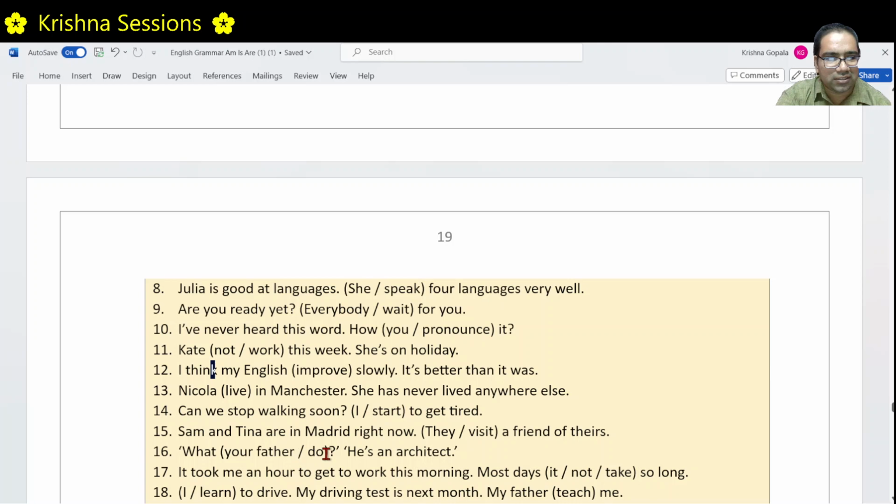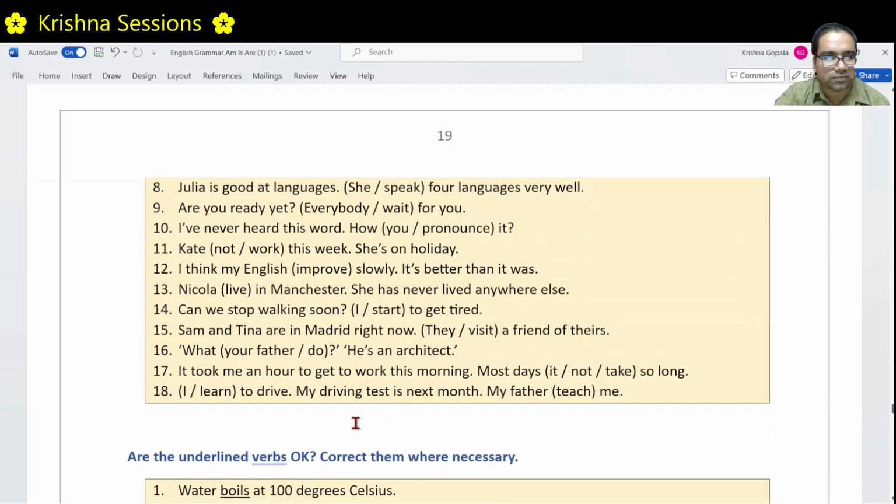What does your father do? He is an architect. See, this is a general fact and this is a permanent thing. Last year also, this year also, next year also, it is a father's occupation. It's a general thing. So it is like, what is your name? Right. So it should be in simple present. What does your father do?